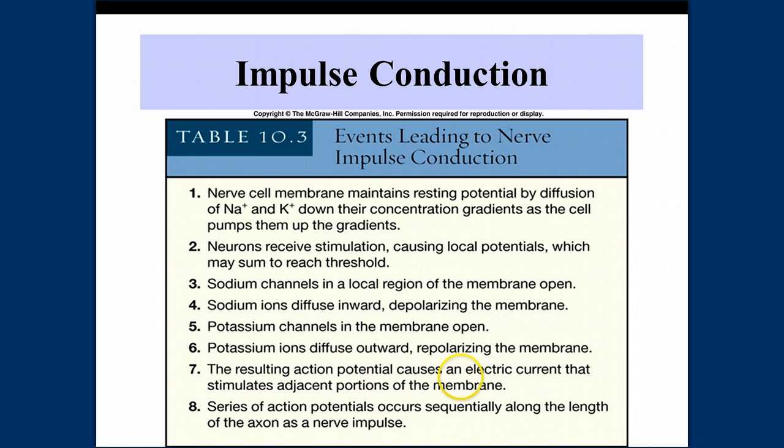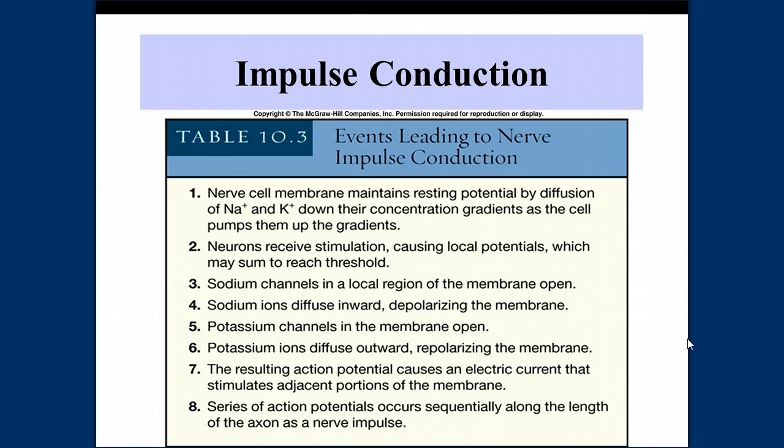The resulting action potential causes the electric current that stimulates adjacent portions of the membrane. So what that means is that this depolarization is happening all the way down the membrane, the full length of the axon, and then right behind it the repolarization is happening. A series of action potentials occurs along the length of the axon as a nerve impulse. Okay, so that talked about all the steps of impulse conduction, the events leading to a nerve impulse.